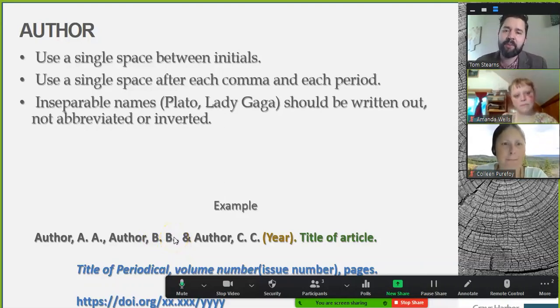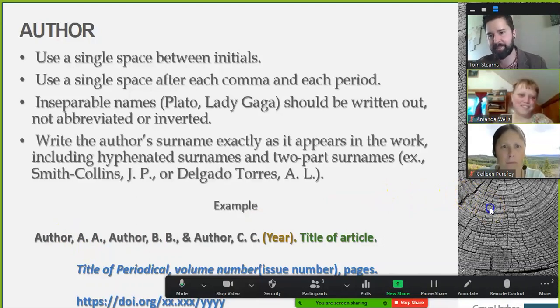Any inseparable names like Plato or Lady Gaga, you would write those out, not abbreviate or invert them. So if you were citing something that Lady Gaga wrote, you wouldn't write Gaga, comma, L period, because that's not like a traditional first and last name.